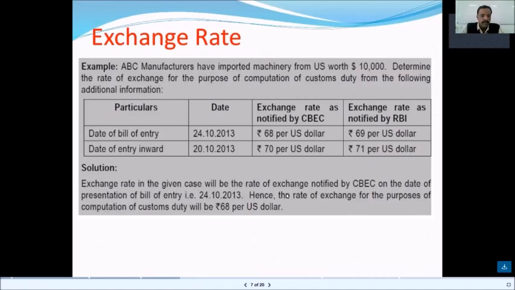Example: ABC manufacturers have imported machinery from the US worth $10.